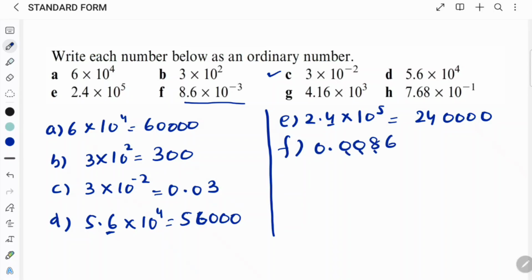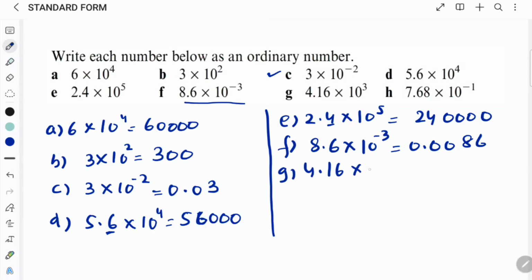0.0086. 1, 2, 3, third place. Okay, I didn't write the question. I'm writing down the question again. So that is because here I'm writing down the question in each part. 10 to the power -3. So that is 0.0086. Part G, 4.16 into 10 cube.